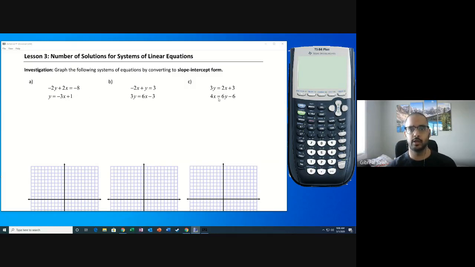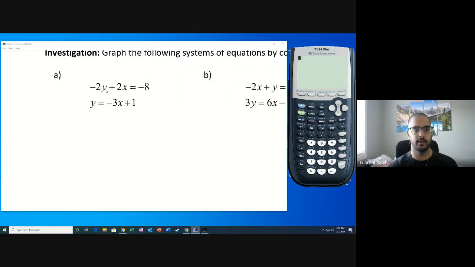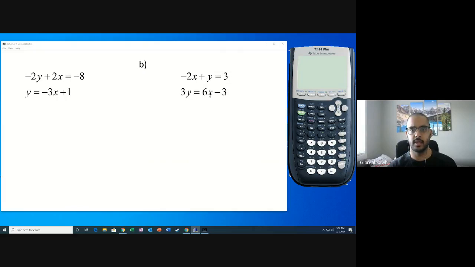So we're going to change all three of these. There's three different systems. Remember, a system is going to involve two equations with two variables. Here you can see for A, we've got two different equations, variables of x and y. For B, same thing. And then for C, also the same thing.